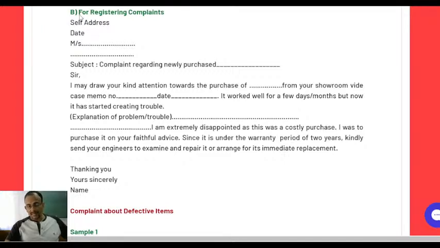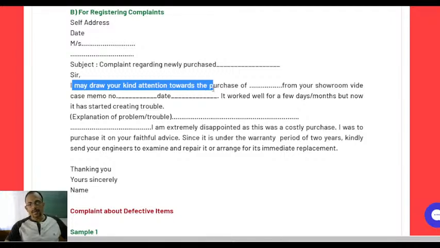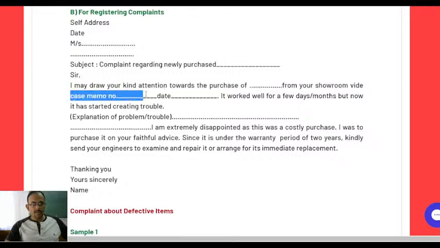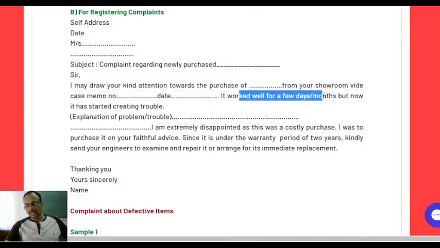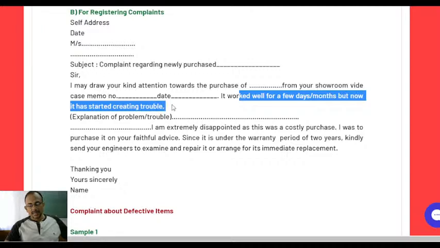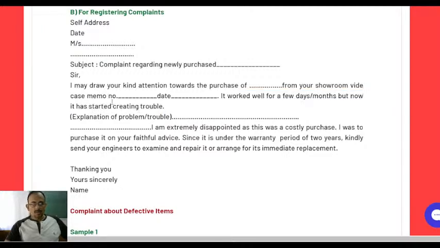But remember to write this address, because for format there is one mark. So first of all, the sender's address, then leave one line gap, then write the date, then you write the receiver's address, then one line gap, subject, and then one line gap again, dear sir or sir, and then you write, I may draw your kind attention towards the purchase of dash from your showroom, vide case memo number, date. It worked well for a few days, months, but now it has started creating trouble. Right. So you start like this.